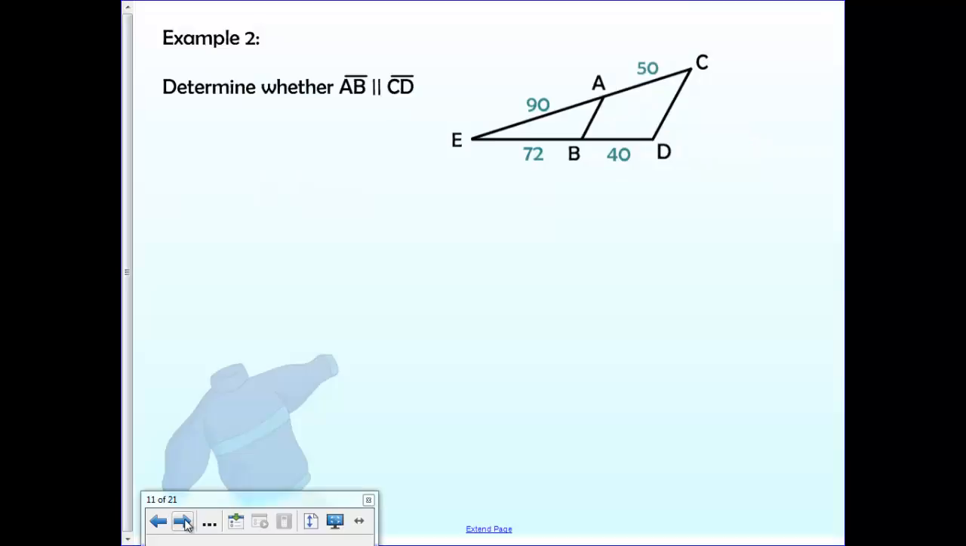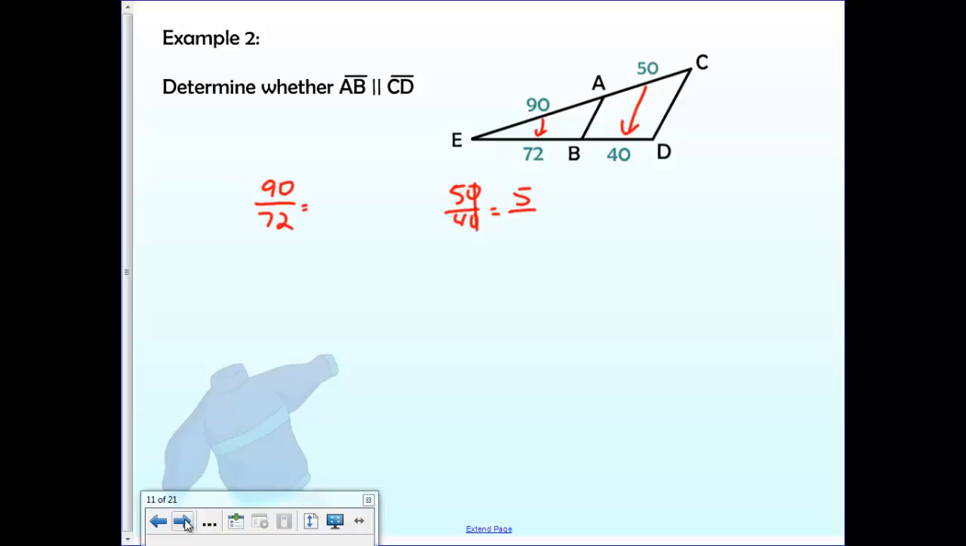So here it says, determine whether AB is parallel to CD. I want to know, are these two segments parallel? If they're parallel, this part is proportional to that part. I want to know, are each of those proportional? So if I have 90 to 72, I simplify it, see what we get. I have 50 to 40. I simplify it, I see what I get. If they're the same, yes, those lines are parallel.